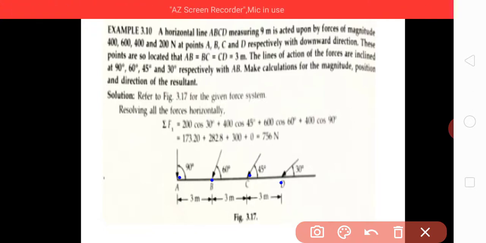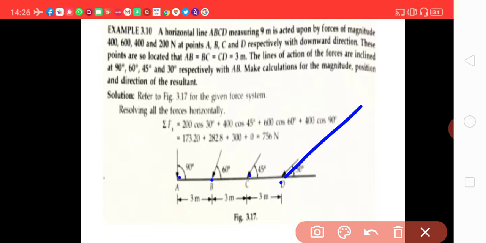Here, first of all, what we do is resolve these forces horizontally and vertically. Horizontally means this force F, that is the D force, will be 200 Newton.